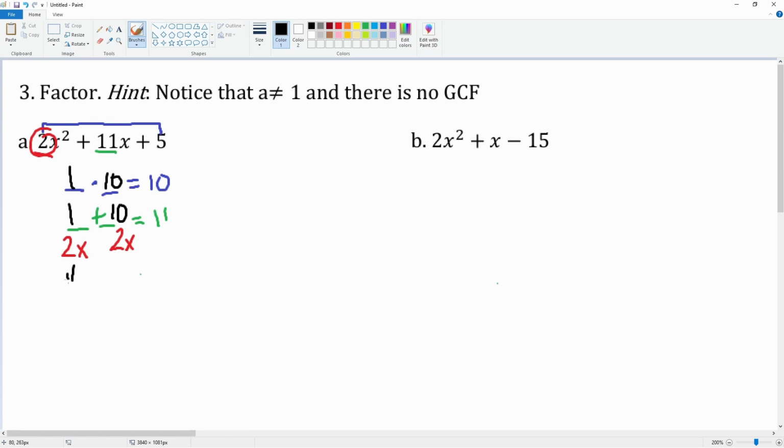Factored form. Can we simplify? Yep, this becomes 1 over 2x. This simplifies into 5 over x. Factored form would be 2x plus 1 and x plus 5.